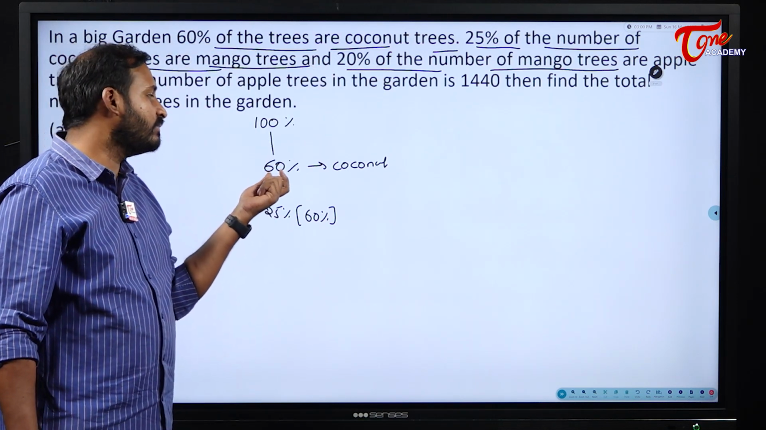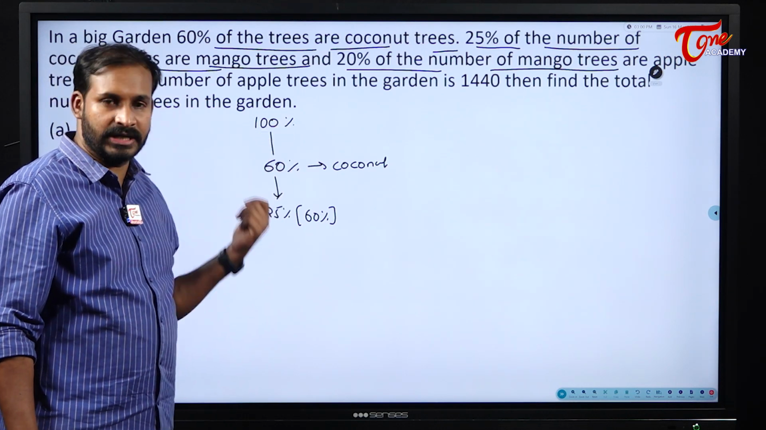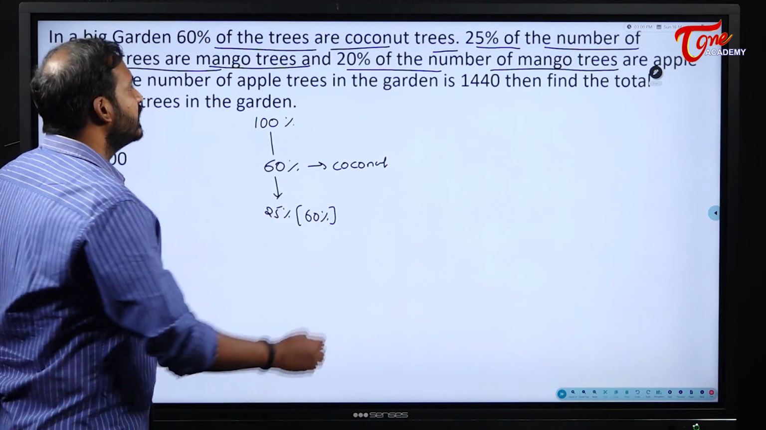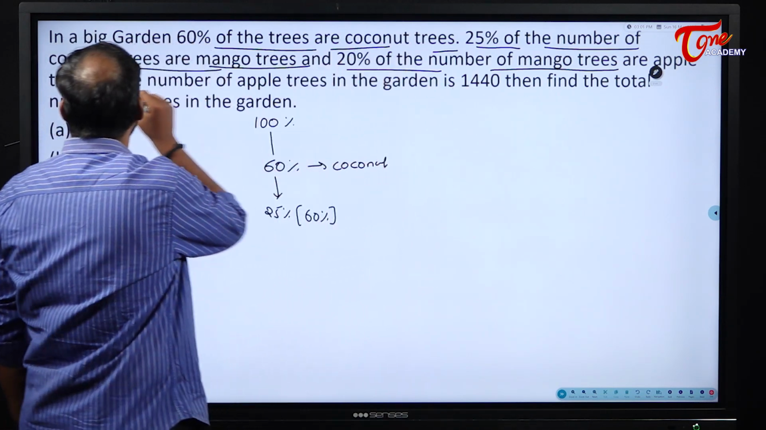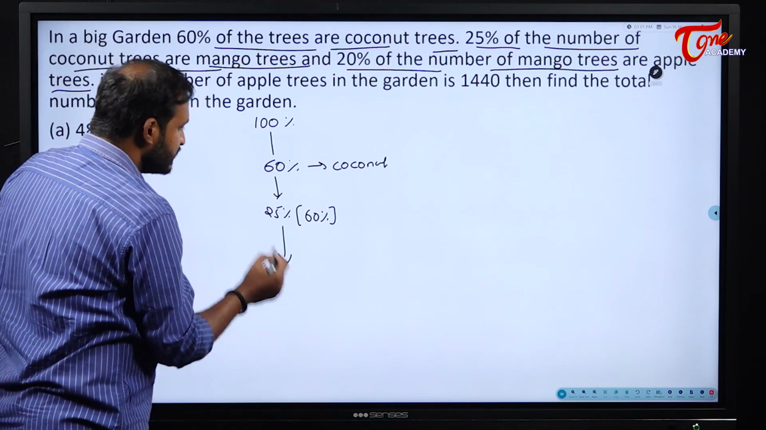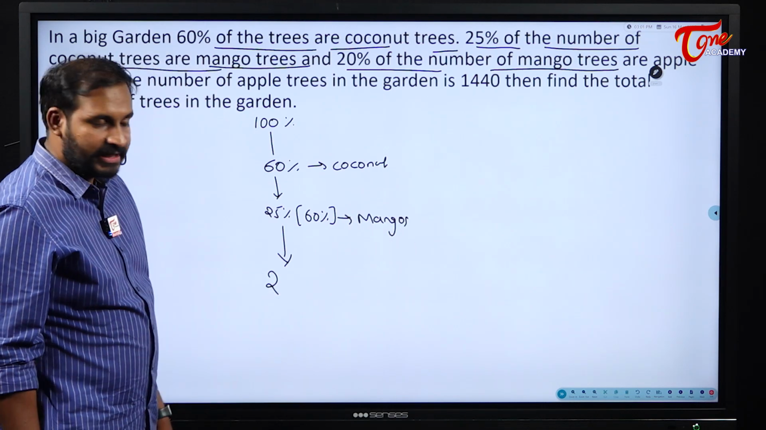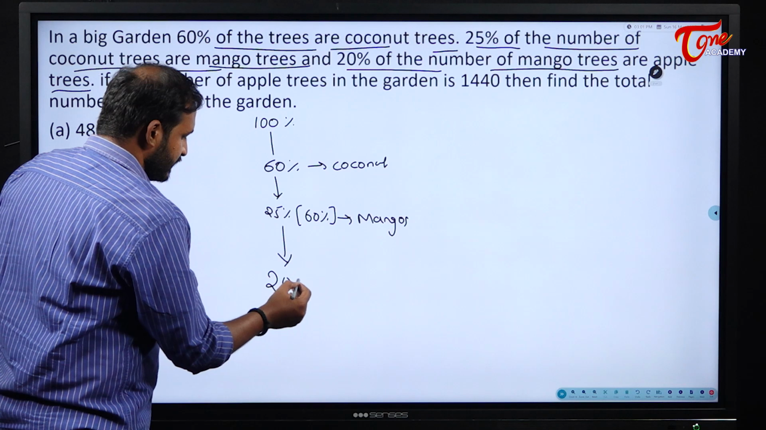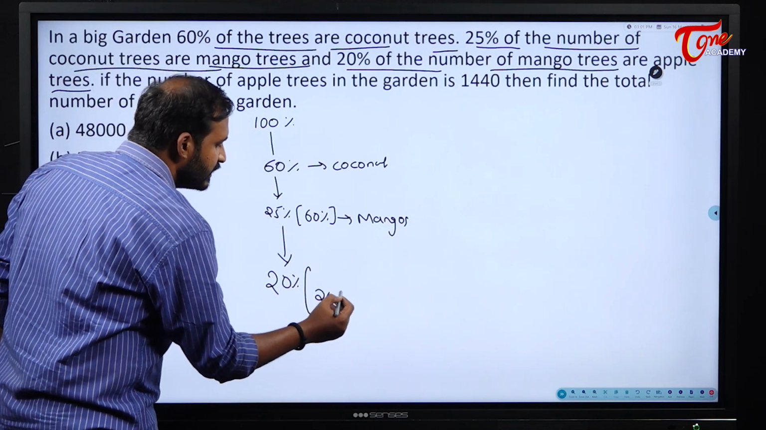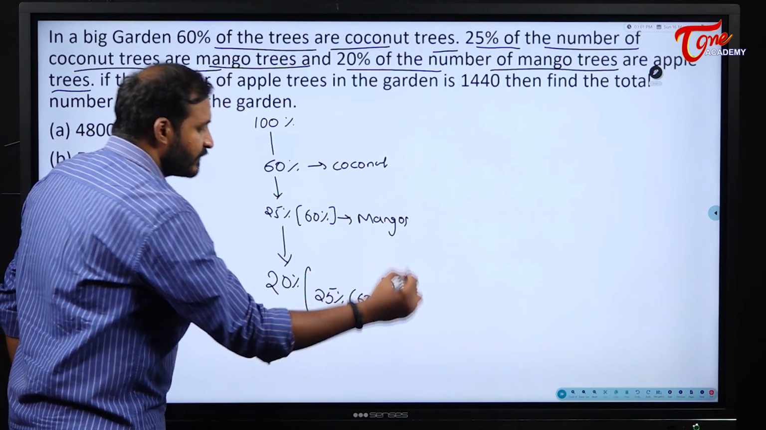That means 60% of overall trees are coconut trees. Out of that 60%, 25% are mango trees. Next, 20% of the number of mango trees are apple trees. So next, what they are telling is, this is mangoes. They are telling us that 20% of these mango trees. What is the mango trees percentage here? 25% of 60%.